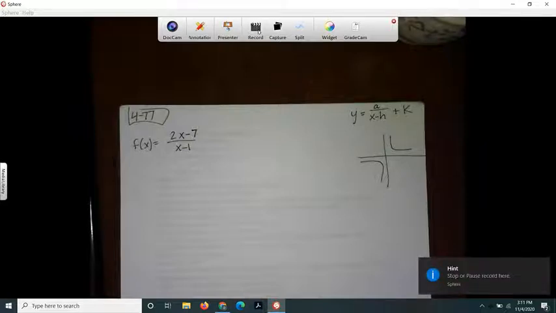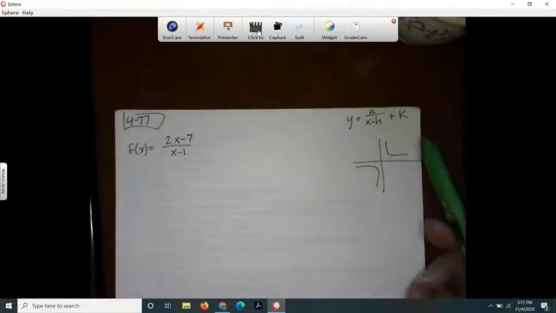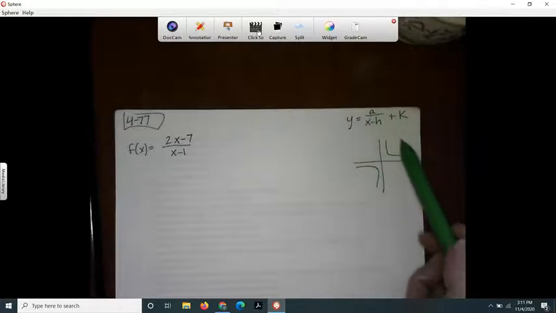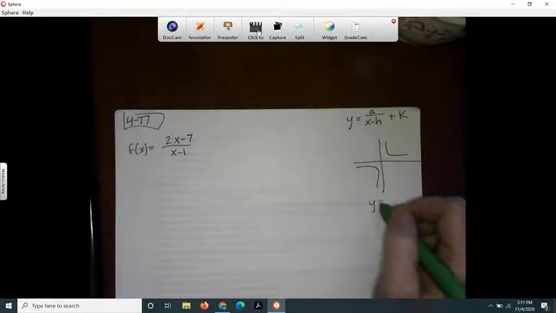Number 7 wants you to rewrite this in y equals a over x minus h plus k form, and then it wants you to graph it. So if you remember, we have the reciprocal function, the parent function is y equals 1 over x, and it looks like this, if this is our y and x axis.